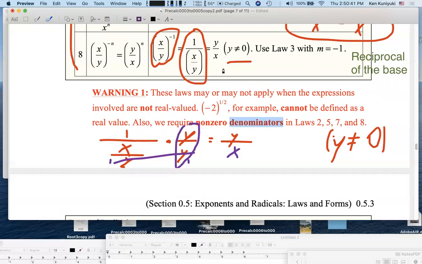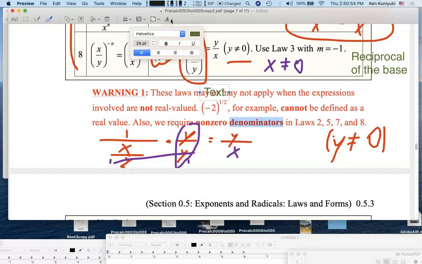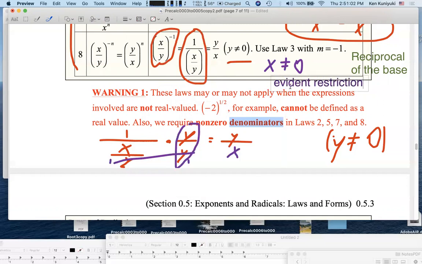Now, you might be going, hey, wait a minute. I know x cannot be 0. How come we don't write that? You can if you want, but that's not a hidden restriction. I'm using my own terminology here, but I would call x not being 0 an evident restriction. It's not hidden. It's in plain sight, x cannot be 0. If you want to write that down, that's fine. That's totally correct. But you don't have to because it's evident from the expression.